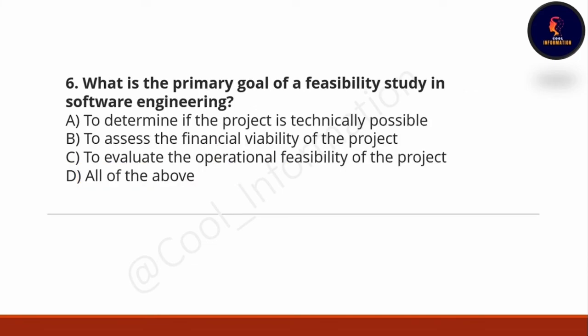Next question, what is the primary goal of a feasibility study in software engineering? Option A, to determine if the project is technically possible. Yes, this is correct. To assess the financial feasibility of the project. This is also correct. To evaluate the operational feasibility of the project. This is also correct. So option D will be correct here. All of the above is the correct option.